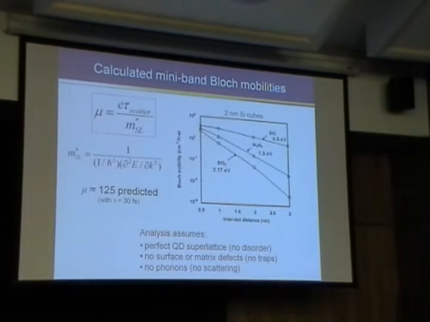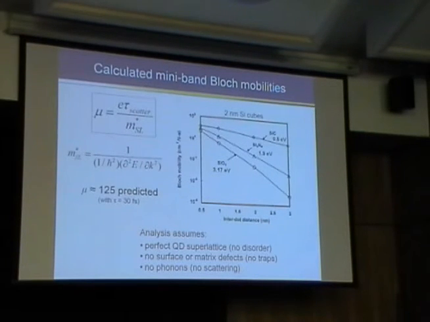And then this summarizes very nicely all of the different expectations for a perfect superlattice. So we have interdot distance along the x-axis, mobility along the y, and we've got 3 different situations, basically, matrix materials. Silicon oxide, silicon nitride, silicon carbide. We see that as we decrease the barrier height and we decrease the interdot distance, we maximize the mobility.